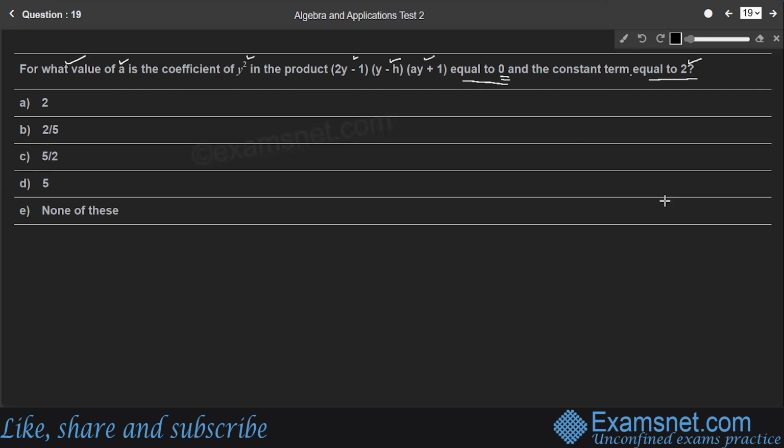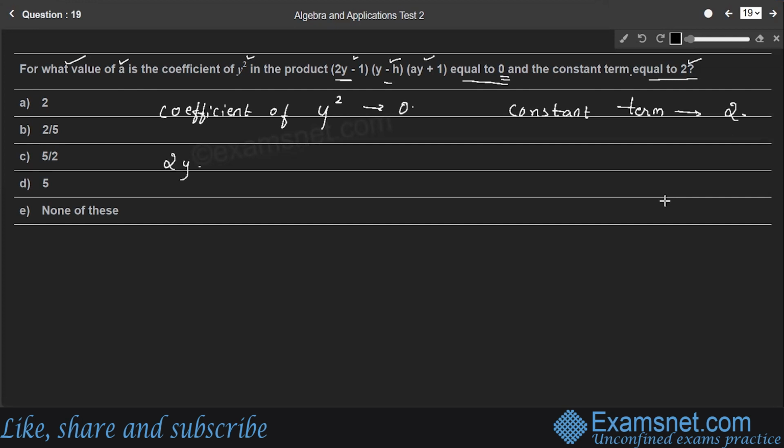Right? For that, first we need to find the product of the given three terms. Right? So here, given that the coefficient of y square is 0 and the constant term is 2. The last term, which is not variable, the independent term, is 2. Right? So let us consider the product of the given three terms.